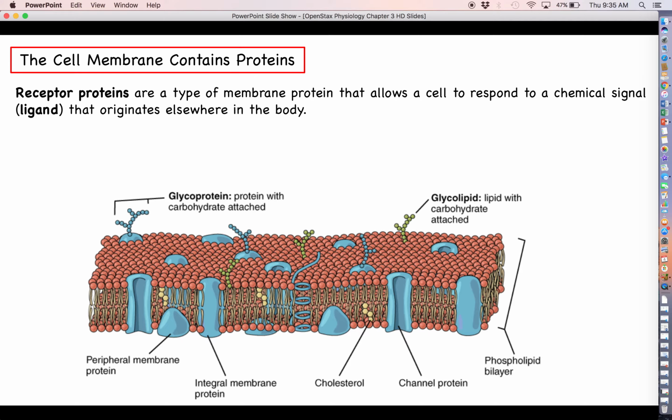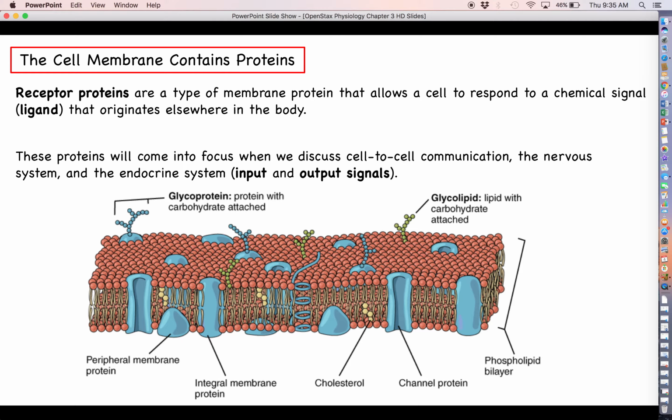That particular chemical messenger is going to have to bind to a protein on its target cell. And these receptor proteins are kind of like the antennae that allow these cells to receive and interpret those messages. As I mentioned, we're not really going to focus on them right this second, but they will for sure come into focus a lot more when we start discussing the nervous system, the endocrine system, and all the different ways that cells in the body can communicate with one another.